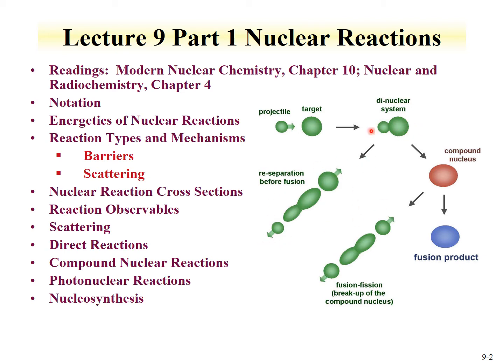There's also a possibility that this dinuclear system fuses to form this compound nucleus, where we have one nucleus that is a component of both the target and the projectile. This compound nucleus can de-excite by breaking up, by fissioning, by having a segment of it come off, or the compound nucleus can actually remain together and de-excite through emission of photons.